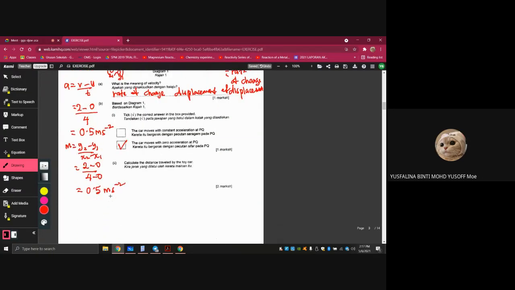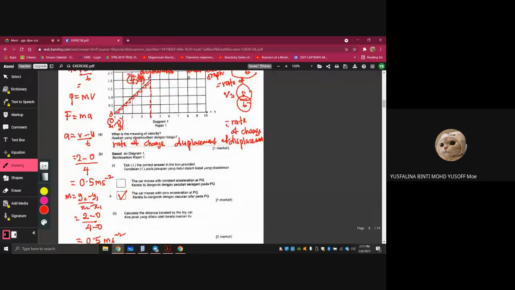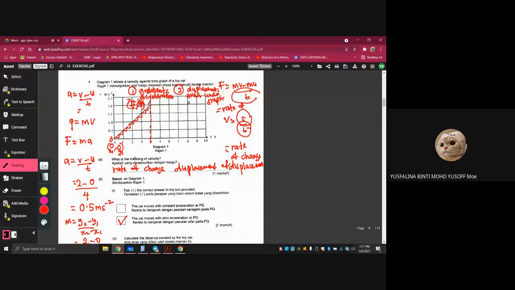Okay, let's move on to the next one. Calculate the distance traveled by the toy car. So you have to calculate. Just now, Weekend and someone answered, I think. Who answered that one? Wait, I find the person here. So Weekend and another one, yes, Joey. Weekend and Joey already said the displacement is equal to the area under the graph.